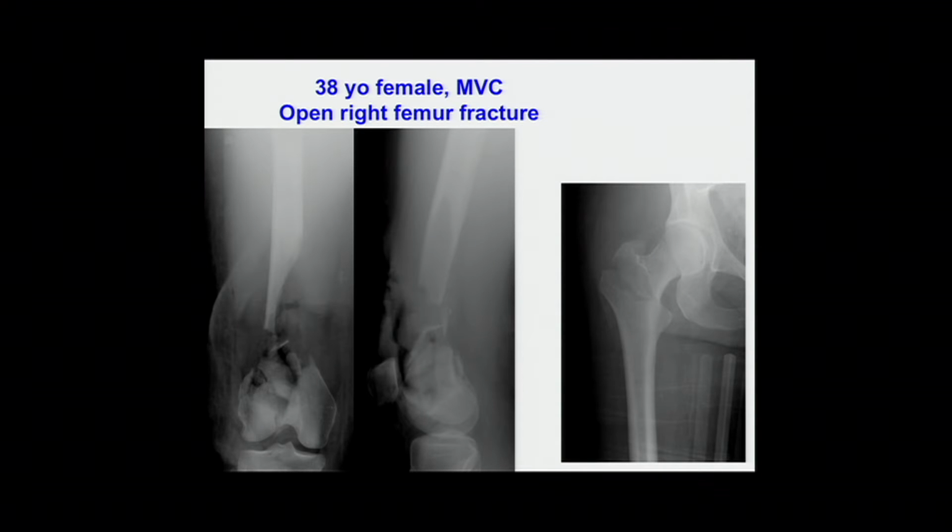This is kind of a classic Harborview patient. This woman was in a motor vehicle crash. She had an open distal femoral fracture, and you can see the amount of bone loss associated with that injury. So this is an extremely high energy open injury.